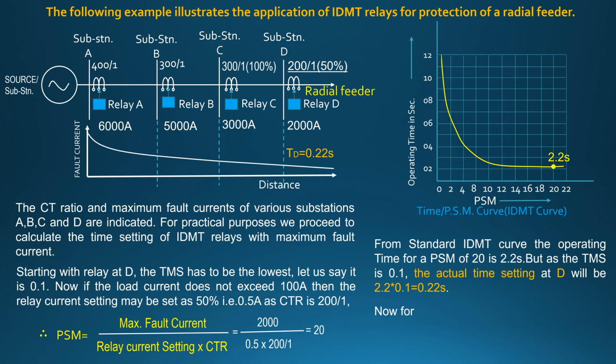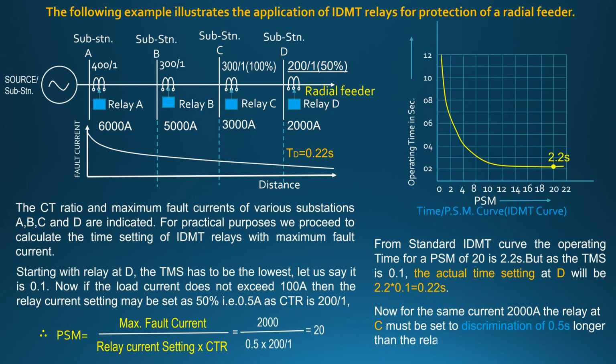Now, for the same current of 2000 ampere, the relay at C must be set to a discrimination of 0.5 second longer than the relay at D. That is, 0.22 plus 0.5 is equal to 0.72 second.